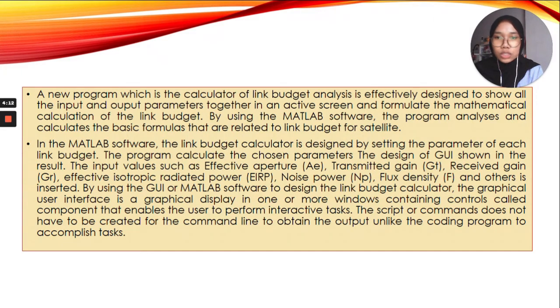The input values such as effective aperture, transmitted gain, received gain, effective isotropic radiated power, noise power, flux density, and others are inserted. By using the GUI of Matlab software to design the link budget calculator, the graphical user interface is a graphical display in one or more windows containing controls called components that enables the user to perform interactive tasks. The script or commands do not have to be created for the command line to obtain the output, unlike the coding program to accomplish tasks.